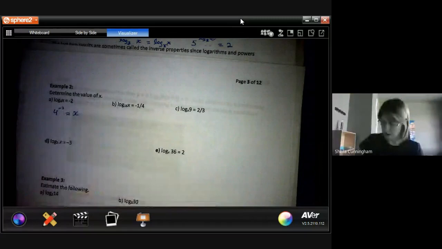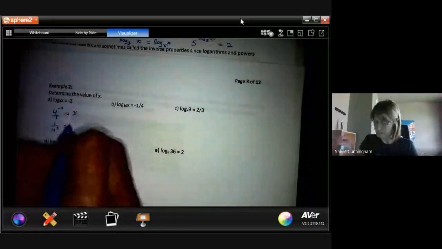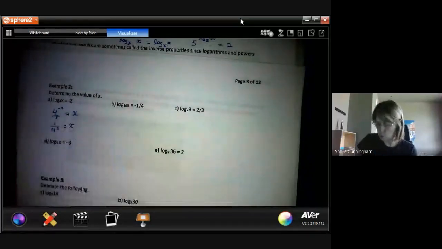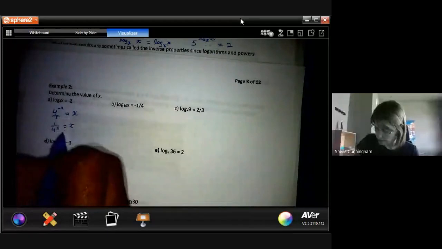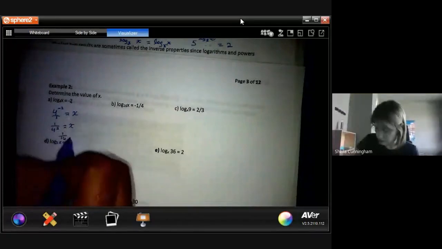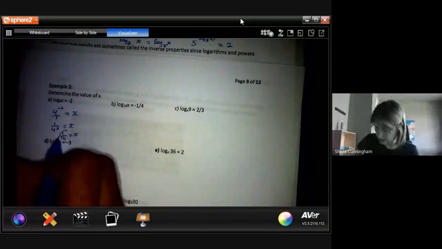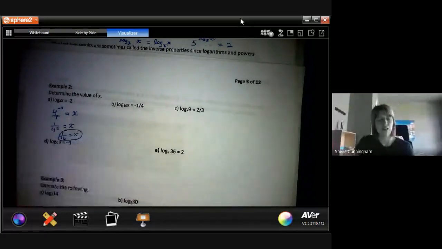In this instance, I had a negative exponent here, so I can rewrite that as 1 over 4 squared. I know 4 squared is 16. So this is the same as saying 1 over 16 is equal to x, and that represents my number.